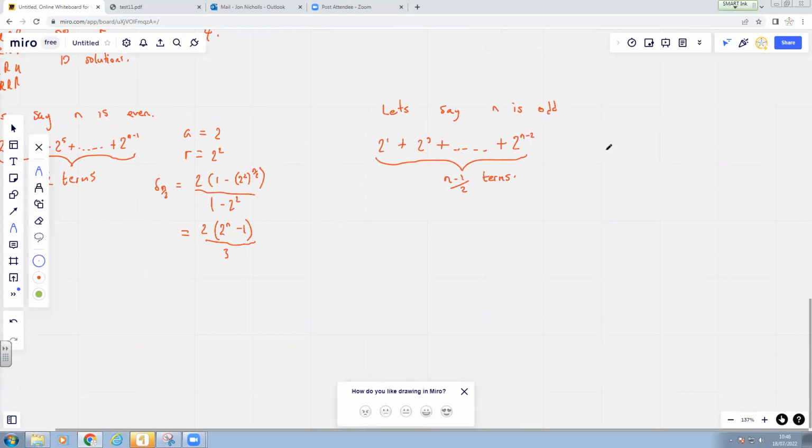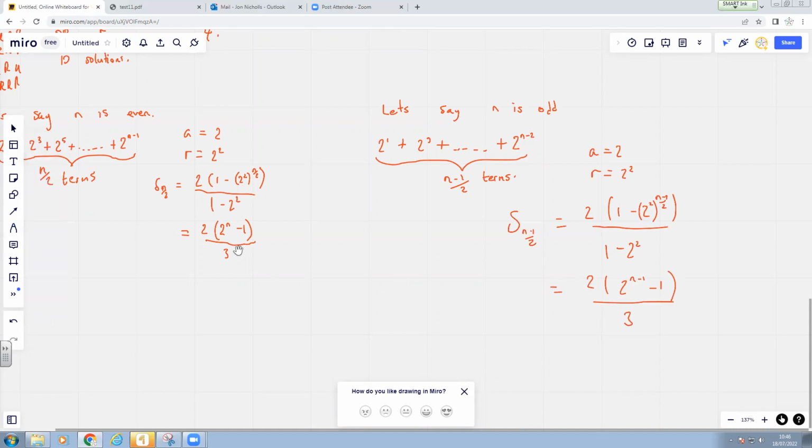So, we've got a is 2 again. r is now going to be 2 squared again. But we're summing n minus 1 over 2 terms. So that's going to be a times 1 minus r to the power of n minus 1 over 2, over 1 minus 2 squared. Let's switch it round again, though. You're going to get 2 times 2 to the n minus 1 minus 1 over 3, and that's the final answer. We've done it.